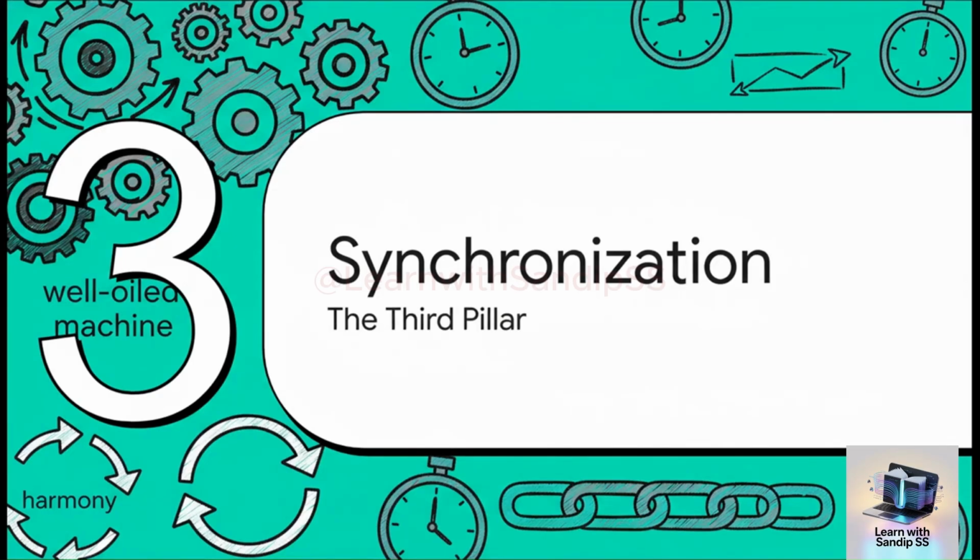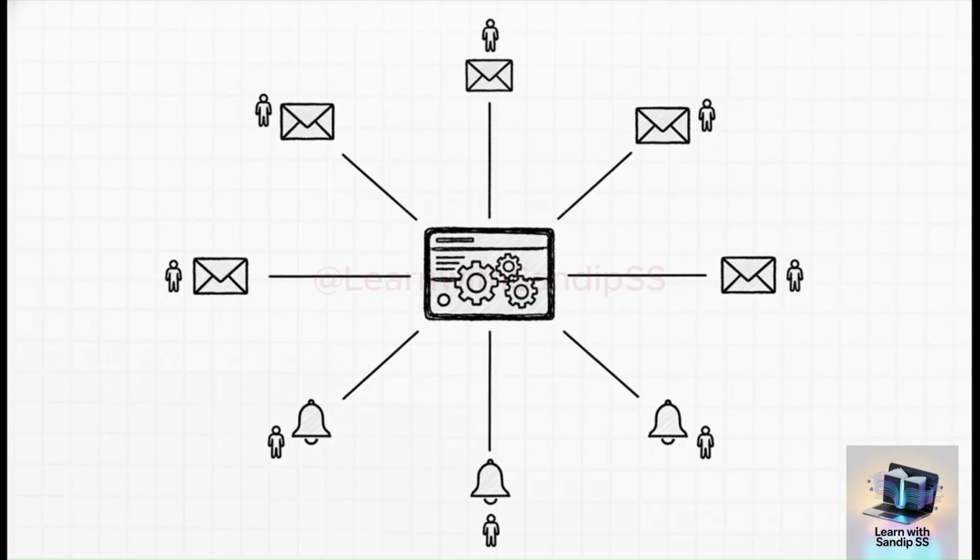Okay, so we've got clarity on tasks. Check. We've got security on permissions. Check. That brings us to our third and final pillar: synchronization. I mean, how do we keep this whole well-oiled machine running smoothly and in harmony? The answer: automation. It's that simple. Instead of you having to rely on manual updates and those endless, painful email chains, the system itself does the heavy lifting to keep everyone on the same page.